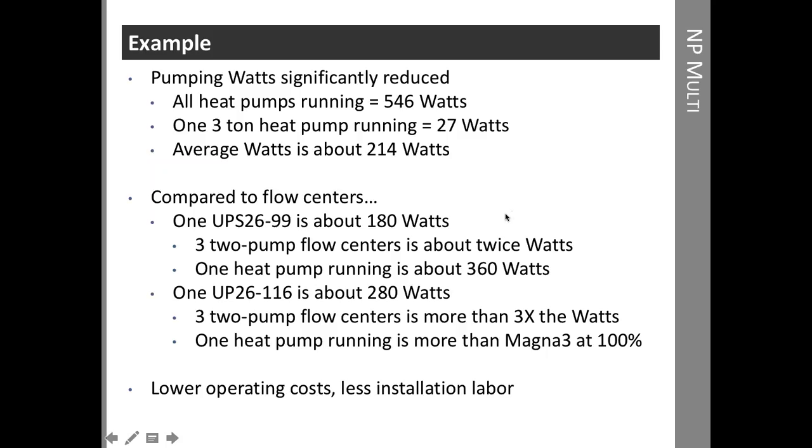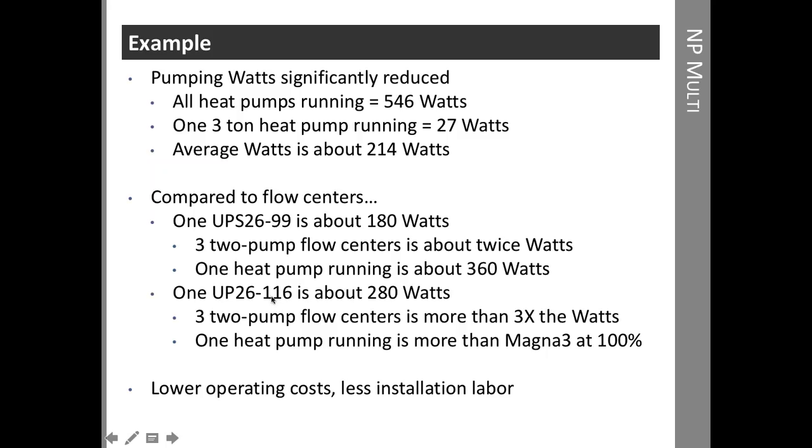Now, in the case of the NP Multi, where we have these various pumps in parallel, if we chose to go with individual pumps instead of a central pump with zone valves, we would most likely need on this job 3 2-pump flow centers, 1 2-pump flow center for each heat pump. And so in that case, if one unit is running, it's 360 watts versus 27 or 40 or what have you, depending upon which unit is running. So significantly more watts with the pumps.